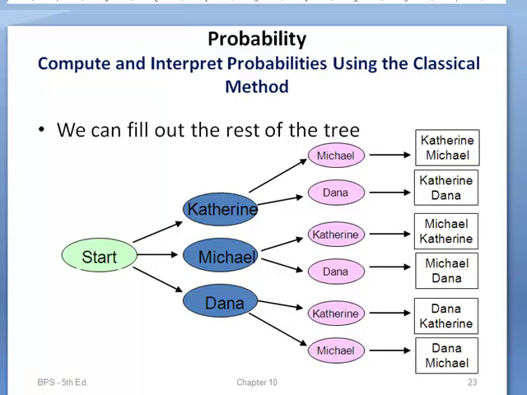So how many ways was Catherine picked? Well, let's look. The very first one, Catherine and Michael. The second one, Catherine and Dana. The third one, Michael and Catherine. And then second to last, Dana and Catherine. So there are 4 ways Catherine could have gone out of the 6 possible outcomes, all of those 6 again equally likely to occur. So 4 out of the 6, Catherine goes.